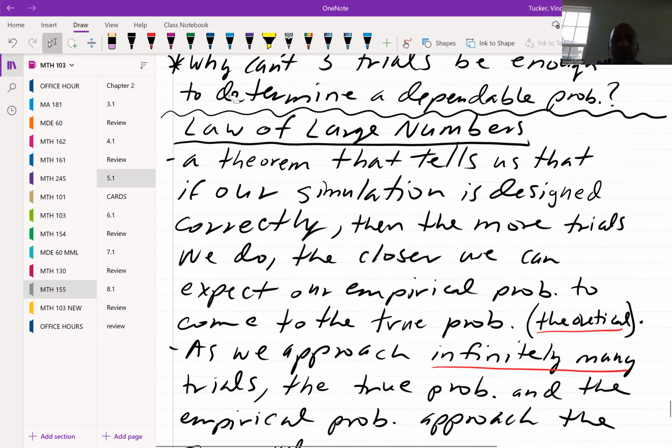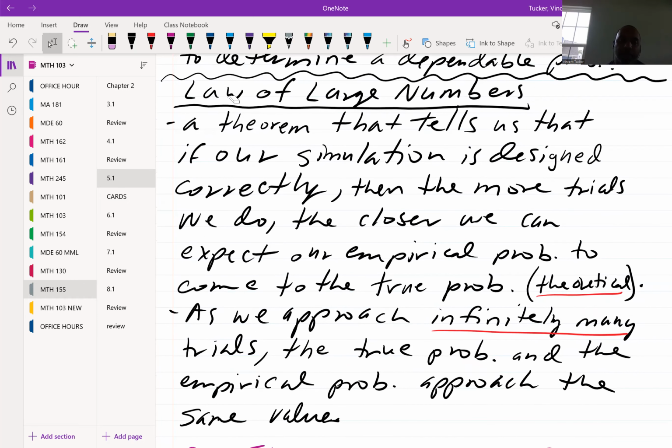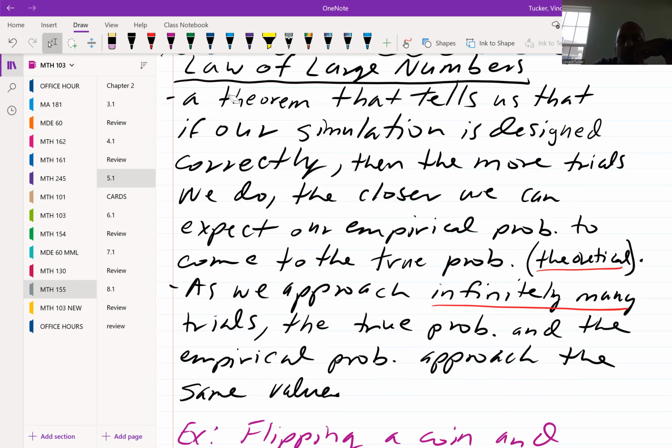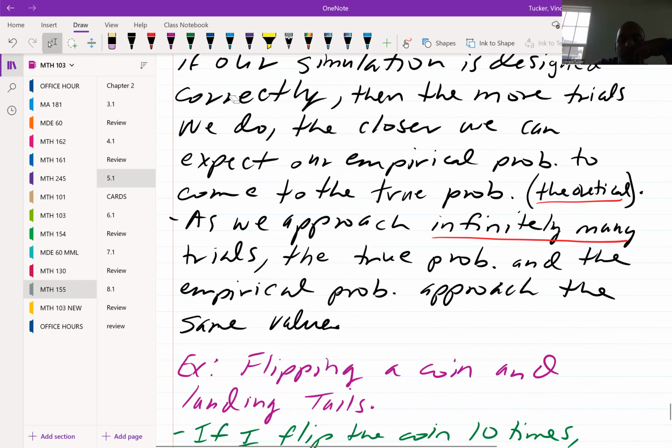All right. And so as we approach infinitely many trials, the true probability and the empirical probability approach the same value. All right, scrolling up some.